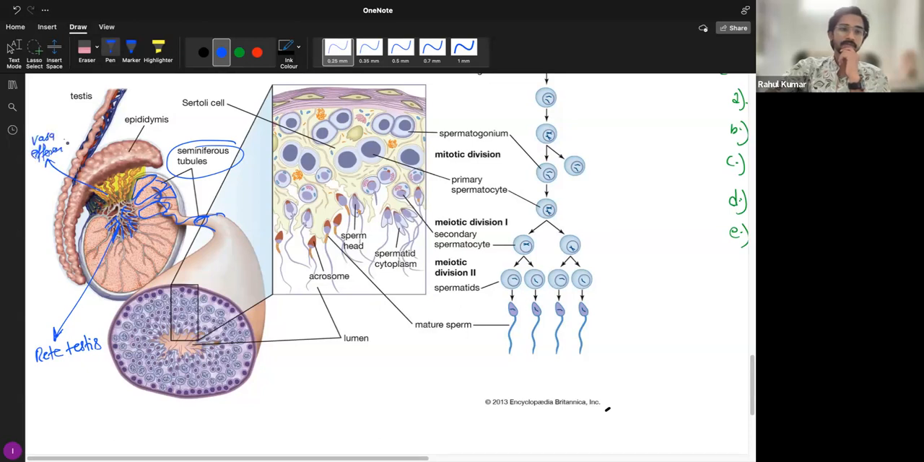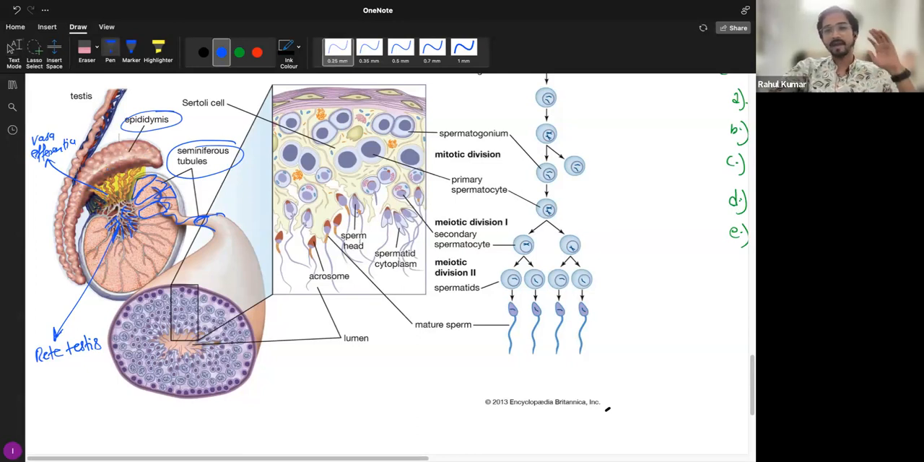Vasa efferentia. Then you can see this is the testis, and a comma-like structure sitting at the top of the testis is the epididymis. And what is the epididymis famous for, or what is it known as? Anything special about it? Functional maturity. Yes, it is a site of functional maturity for sperms.